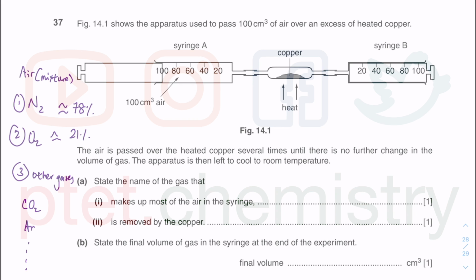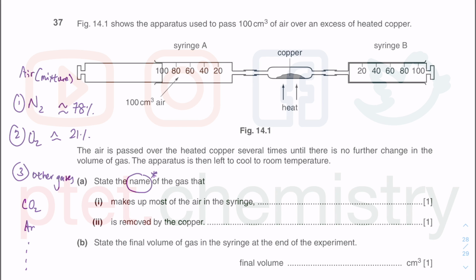Now you have this syringe A, they contain 100 cm3 of air. These are volume of gas. This is copper. The air is passed over the heated copper until no further change in the volume of gas. The apparatus is left to cool to room temperature. State the name. They want the name, not the formula. I've written down the formula as per covalent bonding. In year 9, you know the formula of nitrogen is going to be diatomic N2, where they form triple bond, they form double covalent bond.